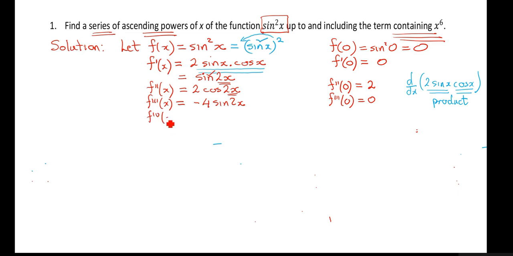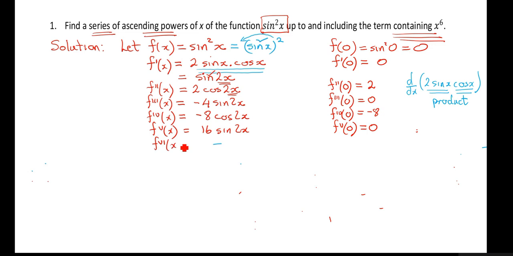Now I go on to the next derivative, the fourth derivative. You can check all of this. I get minus 8 cos 2x. The fourth derivative at 0 is negative 8. Fifth derivative, 16 sine 2x. Fifth derivative at 0, 0. Sixth derivative, 32 cos 2x. Sixth derivative at 0, 32.